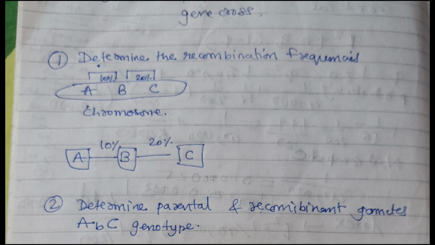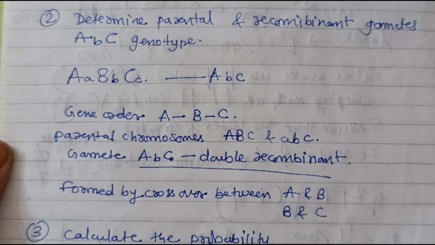So we have to determine the parental and recombinant gametes for the A b C genotype. This individual's genotype is capital A, small a, capital B, small b, capital C, small c. The question asks for the proportion of the gamete with genotype capital A, small b and capital C. The order of the genes is A, B, C. The parental chromosomes are likely to be ABC and abc, and the gamete capital A, small b and capital C is a double recombinant gamete, formed by a crossing over between A and B and another crossing over between B and C.